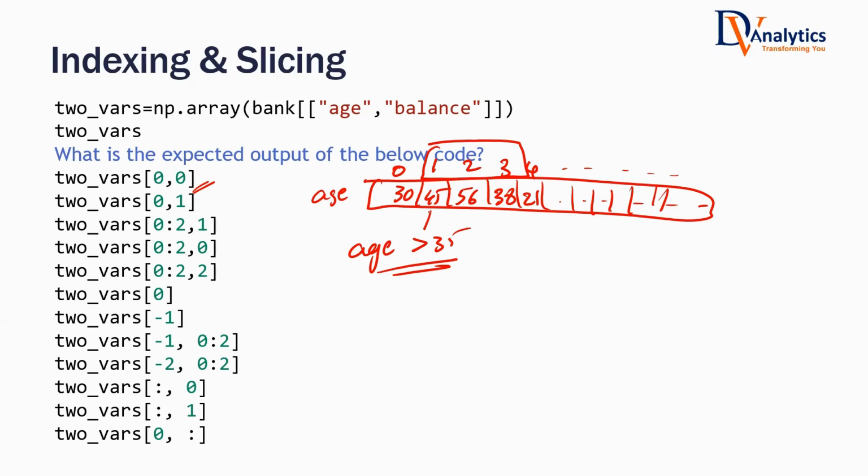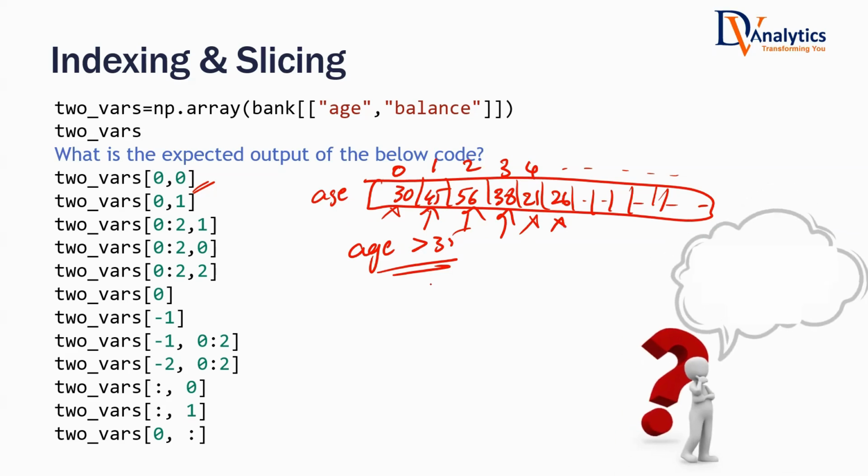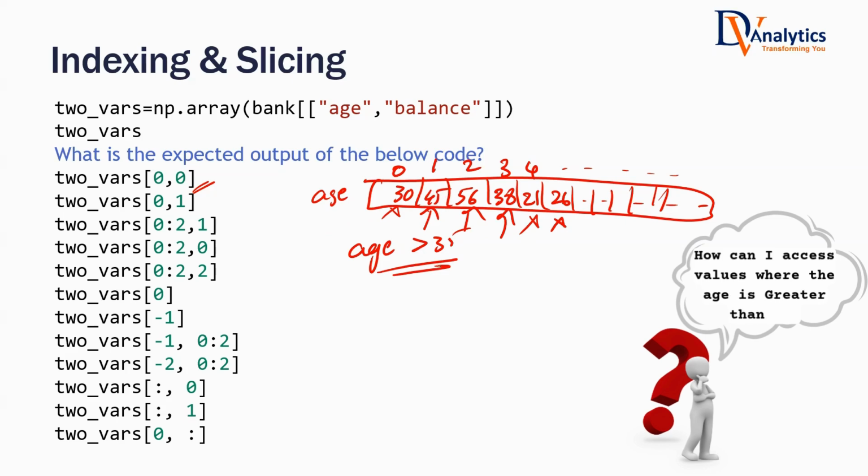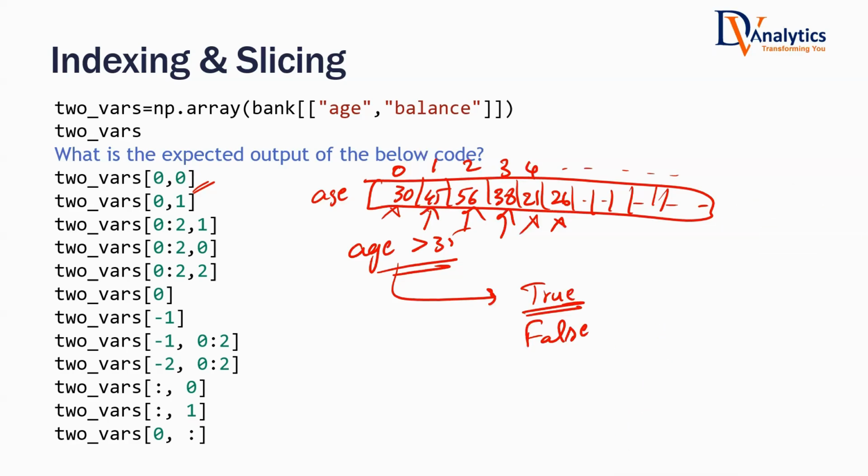So here age greater than 35, this is one, this is one, this is one, but this fourth one is not. This is not the one that I want to get. Let us suppose this is 26. This is not the one. So I want to access those locations of the data where the age value is greater than 35. So we take as condition age greater than 35, those locations are true. Age less than 35, all the other locations are false. Wherever this condition is true, that is what I want to access. So how do we do that? Let us go and try it using the code.